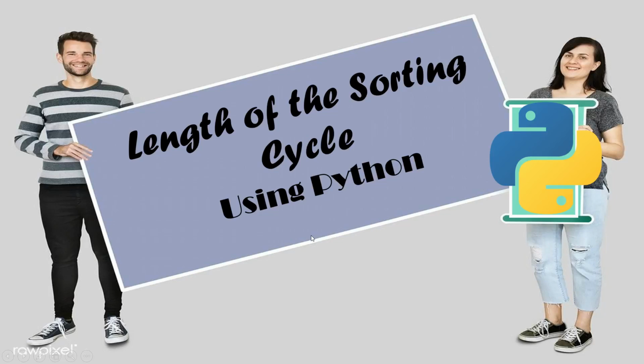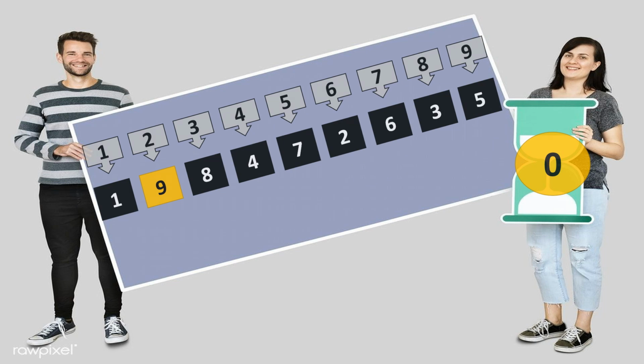Hey friends, today we are going to see about the length of the sorting cycle using Python. Consider a list. It contains 9 numbers. We need to write a function to determine the length of a particular element's sorting cycle. For example, we take 9 as an example. So there's one given element, that is 9.